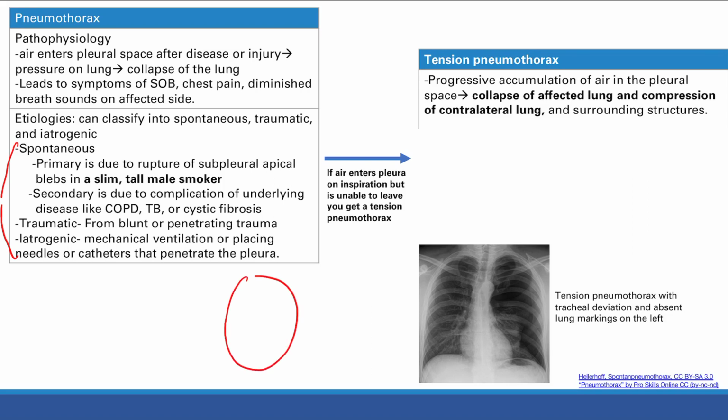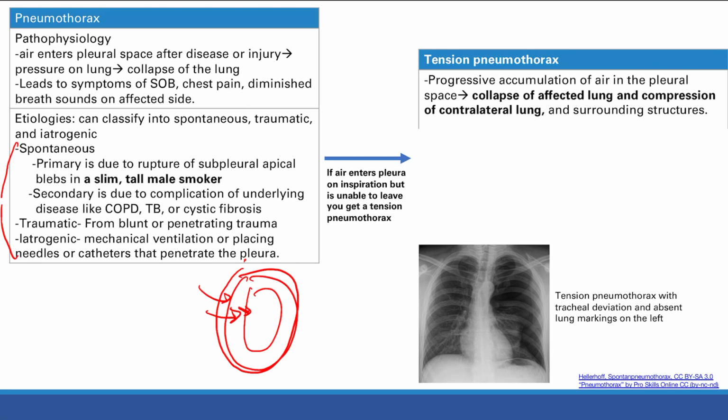What's going to happen is air is going to enter, air goes in, can't leave. Next breath, air goes in, gets even bigger. Air goes in, gets even bigger. And now you're going to collapse your lung more and more. Okay? There's going to be more and more pressure in that space because air is going in but it's not leaving. So you get increased pressure, you get even more collapse of the affected lung.